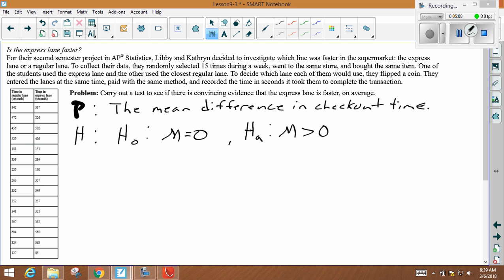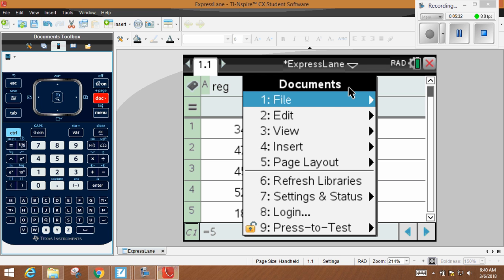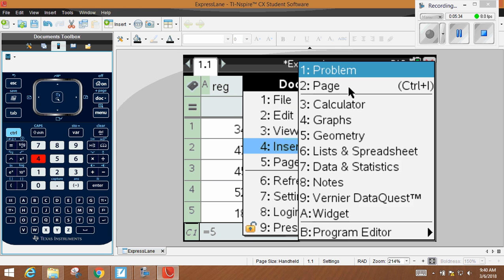If it's greater than 0, then indeed it is faster. Right? Okay. Let's go ahead and carry out a test so that we can get all of our data that we need in order to do our assumptions and all that stuff, right? So, carry out the test. So I'm going to have to do doc. I'm going to have to insert.